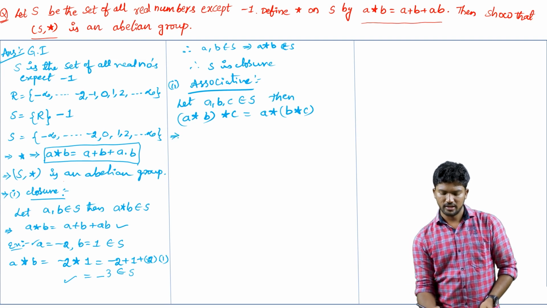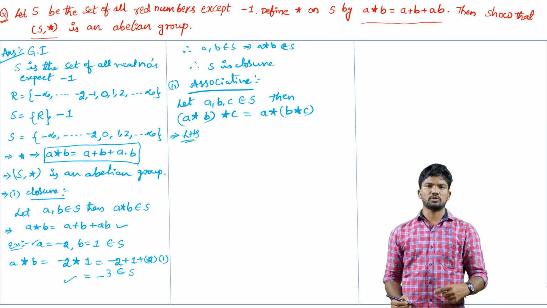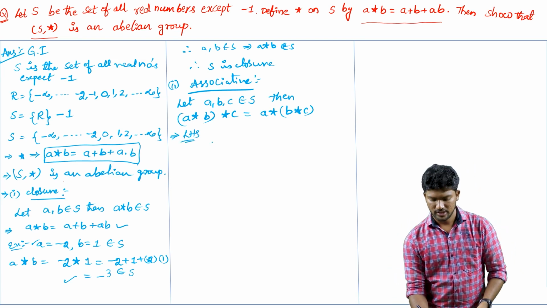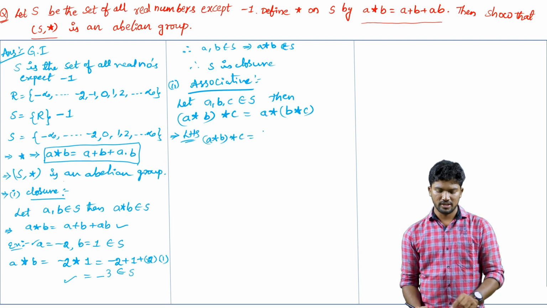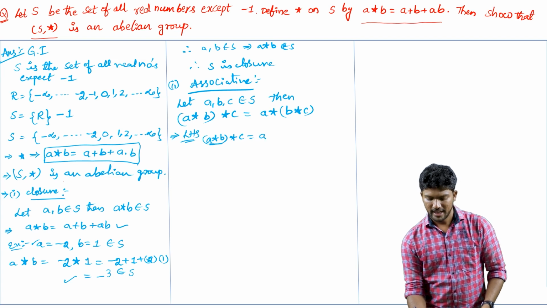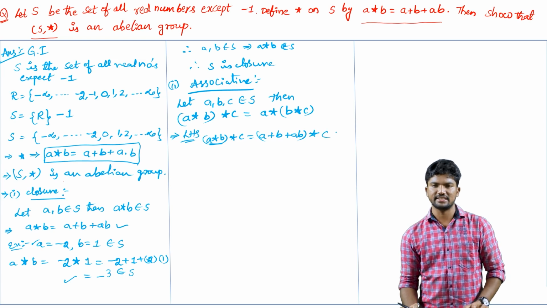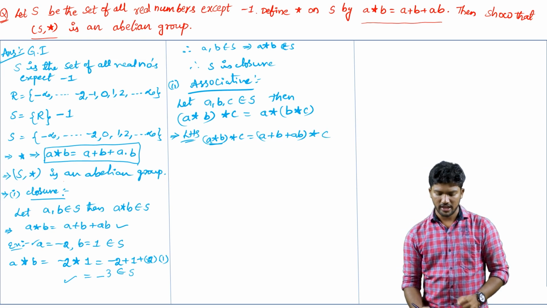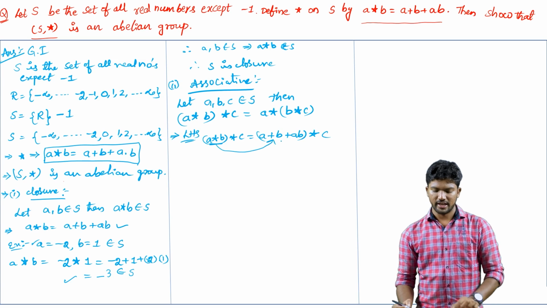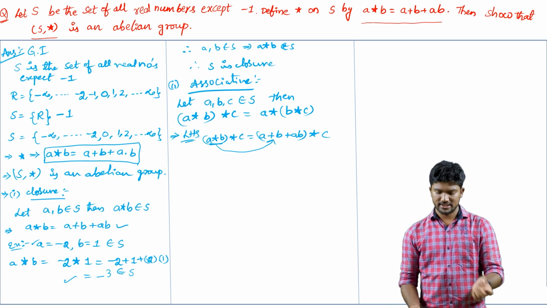Now I am taking LHS. We are going to prove that LHS is equal to RHS. So first of all, I am taking LHS, A star B star C is equal to. Now substitute the given value. What is A star B? A plus B plus AB. Okay. And the remaining star is as it is and C is as it is. I am just writing the A star B value here. A star B, star C. A star B value A plus B plus AB, star C.